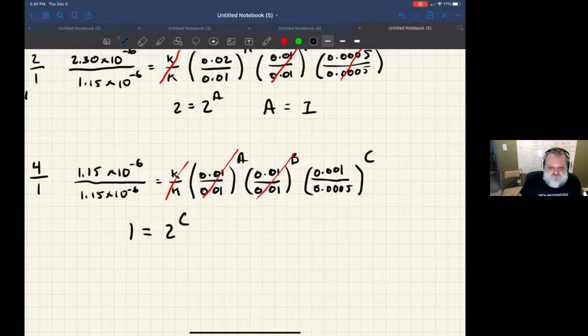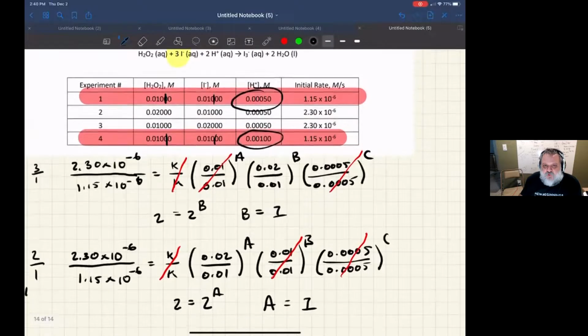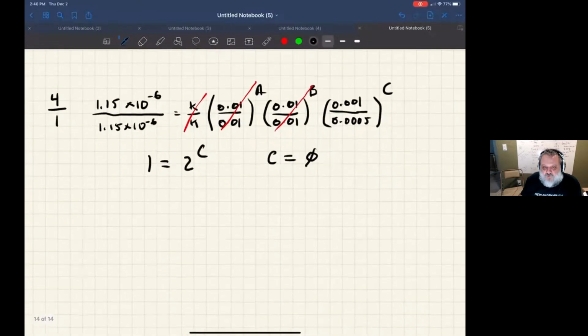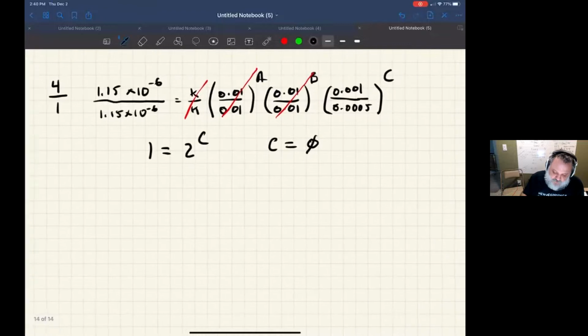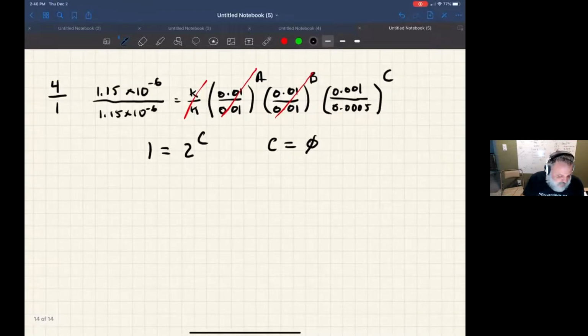And so this is an interesting power. There is something that when I raise 2 to it, I get 1. And of course, that's 0. Anything raised to the 0 power is 1. And so now I figured out the order with respect to H plus is 0. And so it's possible for a reactant to not affect the rate. And when that happens, that means that that's a 0th order reaction with respect to that reactant.